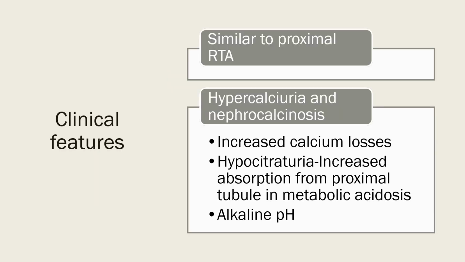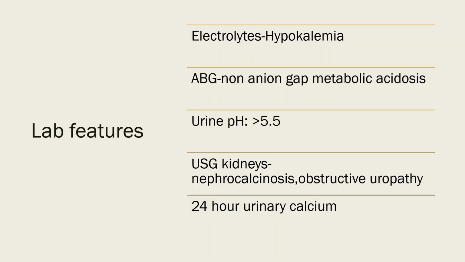Clinical features are very similar to proximal RTA except for your hypercalciuria and nephrocalcinosis, for which we discussed reasons already. So, your increased calcium losses, hypocitraturia and alkaline pH all favor formation of calcium phosphate deposition. Lab features again are going to be very similar except your urine pH.